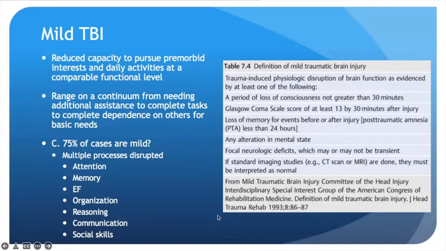So trauma-induced physiologic disruption of brain function, as evidenced by at least one of the following: a period of loss of consciousness not greater than 30 minutes, a Glasgow Coma Scale of at least 13 by 30 minutes after injury, loss of memory for events before or after injury, any alteration in mental state, focal neurological deficits. So these might be identified via imaging. If standard imaging studies are done, they must be interpreted as normal. So they might be missed, the radiologist might not identify them upon examination of the CT or MRI results.